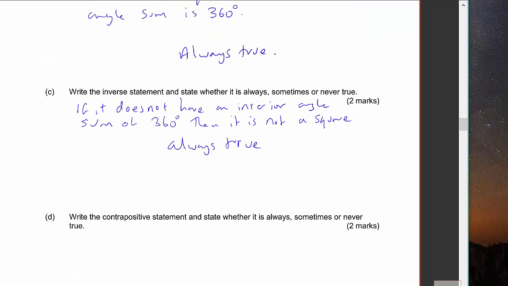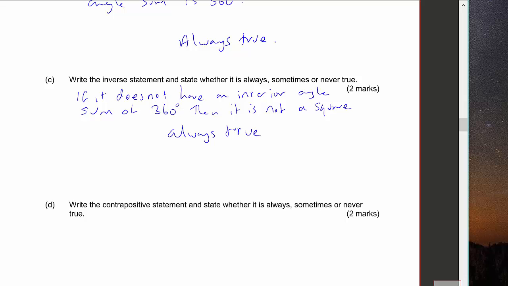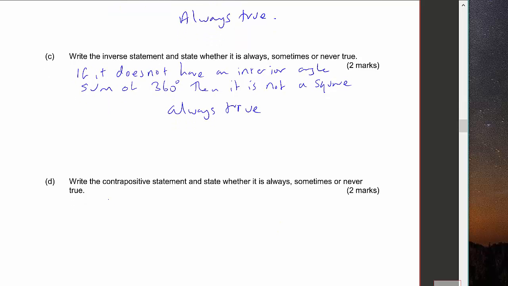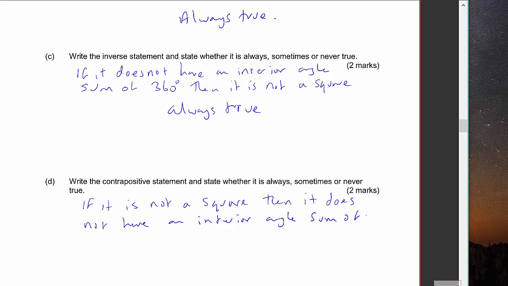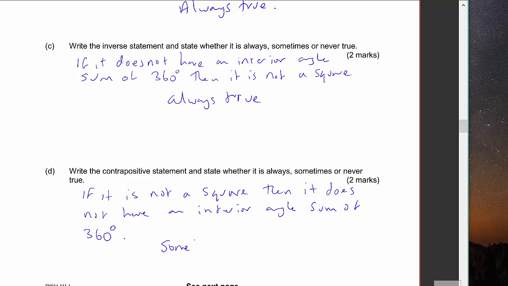And the contrapositive statement, well, that swaps P and Q over and negates, so it'll be the swapping of this one above. So if it is not a square, then it does not have an interior angle sum of 360 degrees. And that's sometimes true.